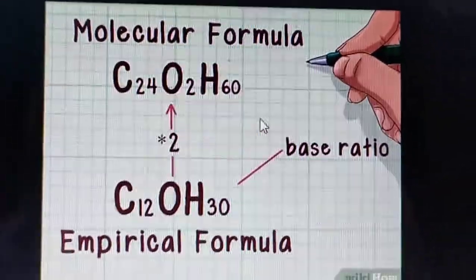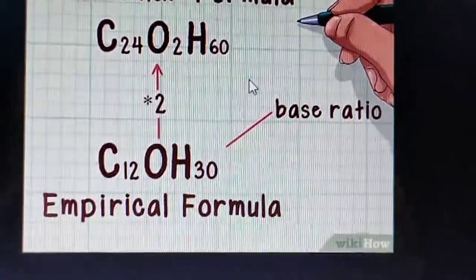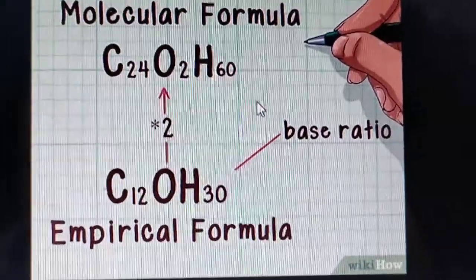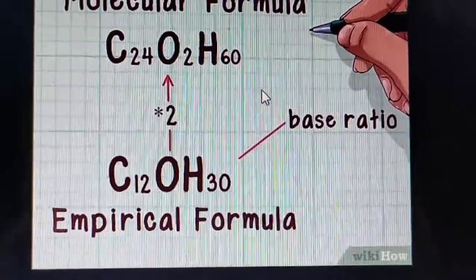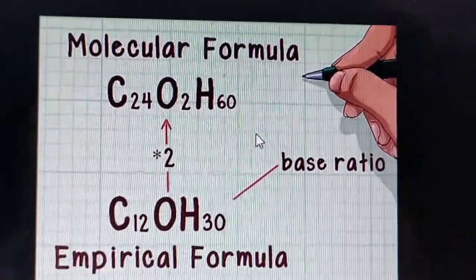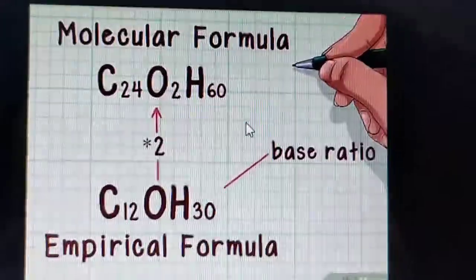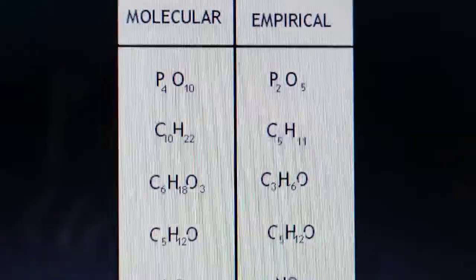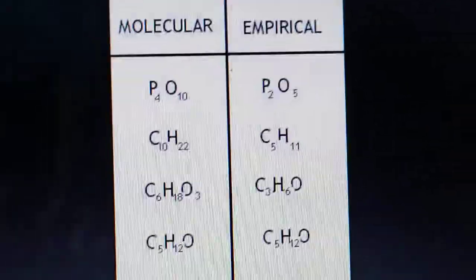So what is the empirical formula? It is the simplest formula of a substance which gives the lowest whole number ratio between the number of atoms of different elements present in the substance. This is called its empirical formula. Suppose I am giving you more examples of empirical formula. This is the molecular formula, and the one on the right side is the empirical formula.